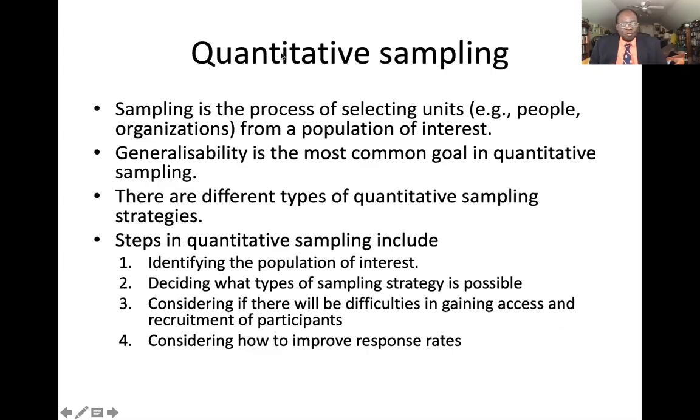Qualitative sampling. Sampling is a process of selecting units, people, organizations from a population of interest. The people that you're going to use for your research are called the target population. Generalizability is the most common goal in quantitative sampling, especially when you randomize your study. Then you can generalize the finding.